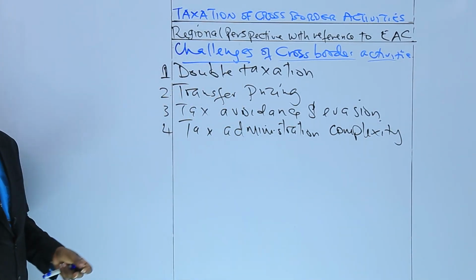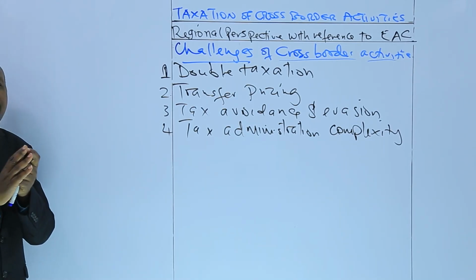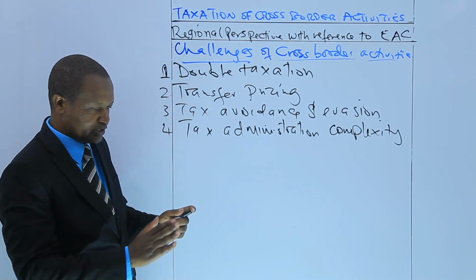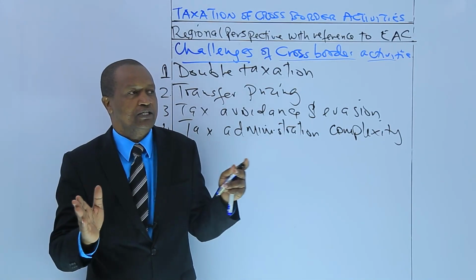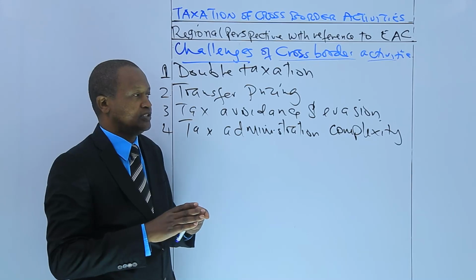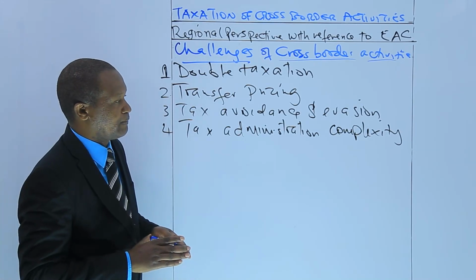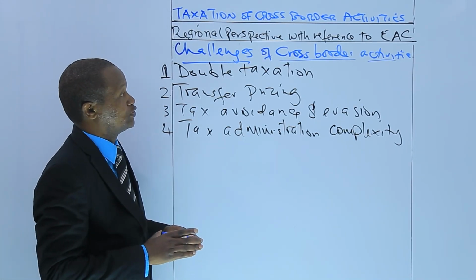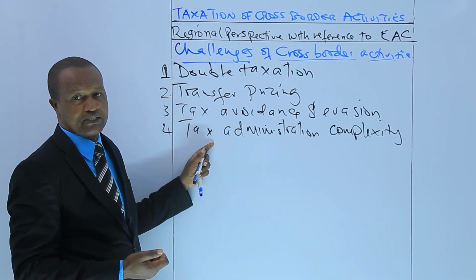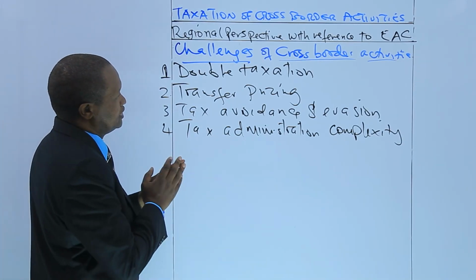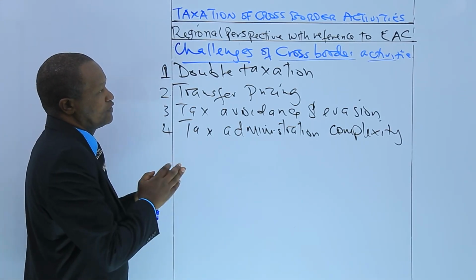Tax administration complexity. Managing cross-border taxation requires coordination. It requires cooperation between the tax authorities of different countries, which may increase administrative complexity. That's a challenge associated with cross-border activities. So these are just 4 of the challenges associated with cross-border activities. Today we are studying regional perspective with reference to the East African community.